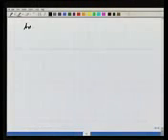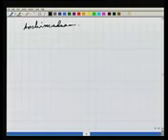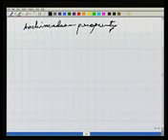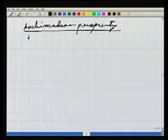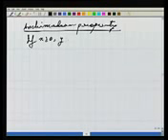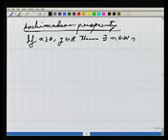This is called the Archimedean property. So the precise statement of this is: if x is a positive real number and y is an arbitrary real number, then there exists a natural number n such that nx is strictly bigger than y.